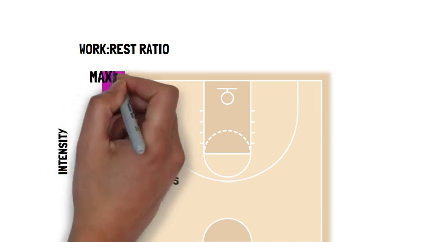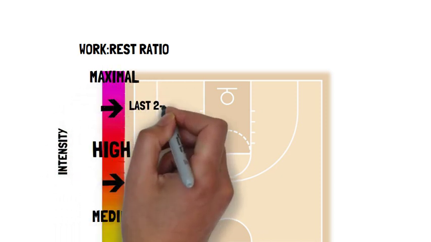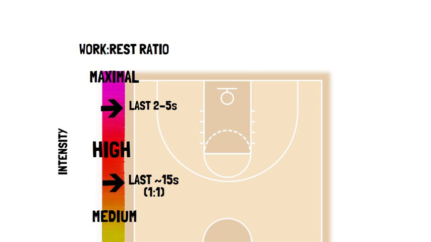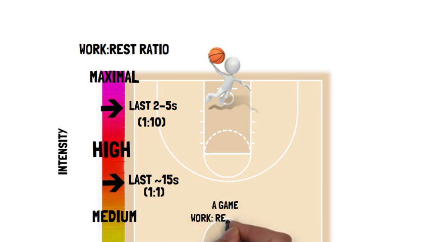High to maximal intensity actions last between 2 to 5 seconds and have a work-to-rest ratio of 1:10. A game has an average work-to-rest ratio of 1 to 3.6, with a higher value recorded in the first half compared with the second half.